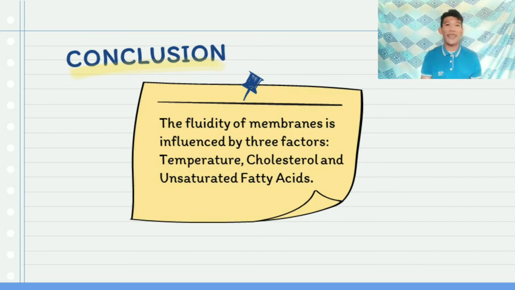In conclusion, these three factors, the temperature, cholesterol, and unsaturated fatty acids, really influence the fluidity of membranes. Temperature has a huge effect on fluidity because as the temperature increases, the membrane fluidity also increases. Cholesterol acts like a buffer; it inserts itself and does something unique that affects the distance of phospholipids. And we all know that the distance also has an effect on membrane fluidity.